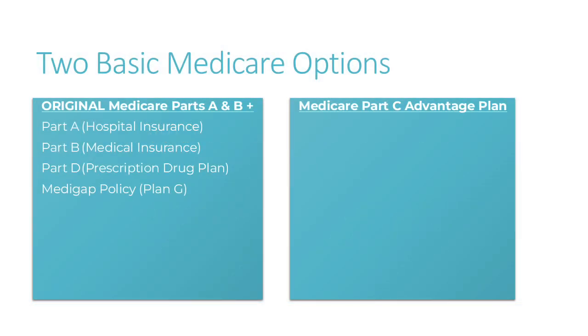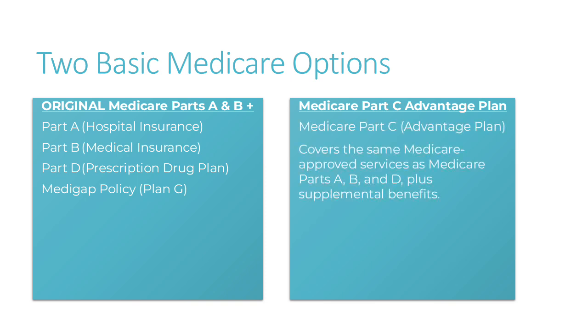First, Option 1. Original Medicare Parts A and B+. This includes Original Medicare Part A, hospital insurance, and Medicare Part B, medical insurance, plus a standalone Medicare Part D prescription drug plan, plus an optional Medicare supplement or Medigap, in this example, Plan G.